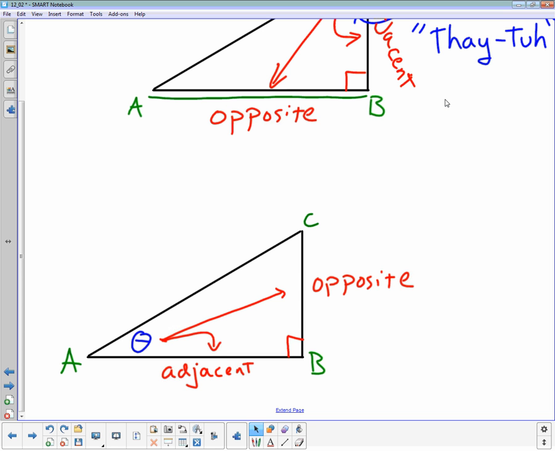So where your angle is determines who is what, and this is why this matters, because we're going to talk about how that angle and how these sides are related. And remember, this is the hypotenuse. Before we go anywhere, actually, no, we can do that next class. We'll do this first.